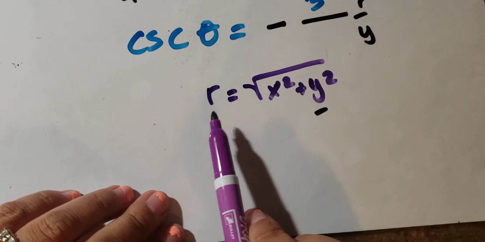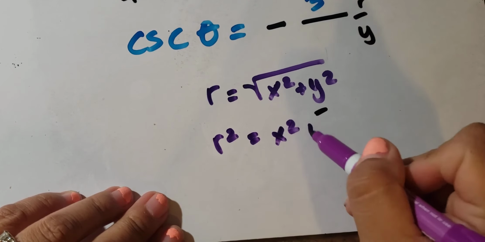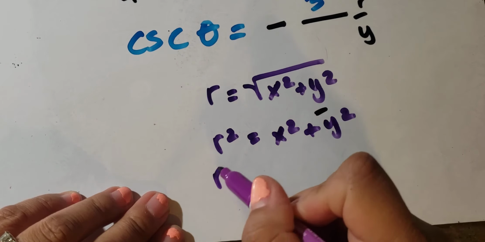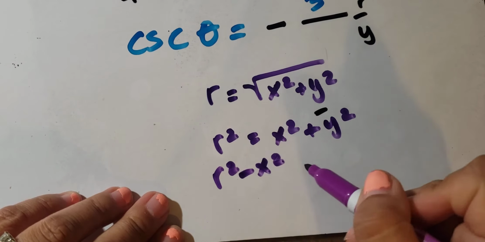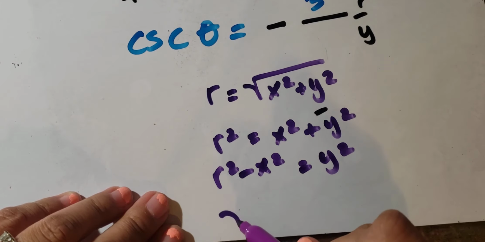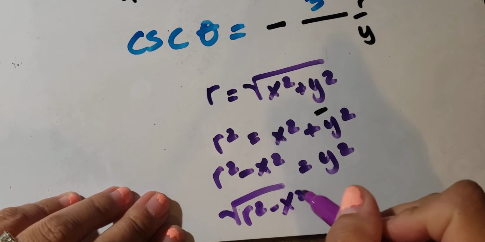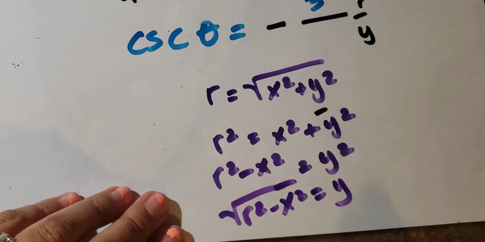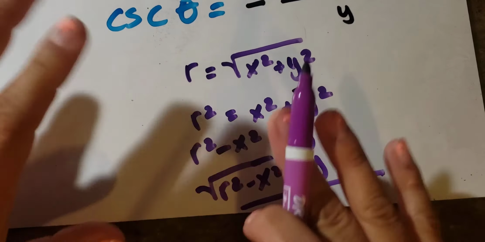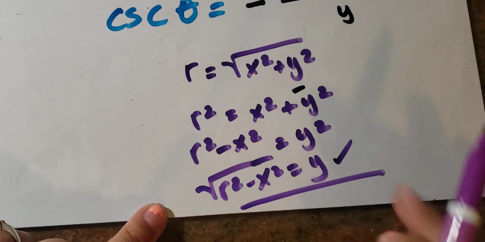So ready? I'm going to square both sides, which will give me r squared equals x squared plus y squared. I will subtract x squared from both sides, and that'll give me r squared minus x squared equals y squared. And then I will square root both sides. So that'll give me the square root of r squared minus x squared equals y. Okay? So it's just algebra, simple algebra. So we're going to use this formula to solve for y.